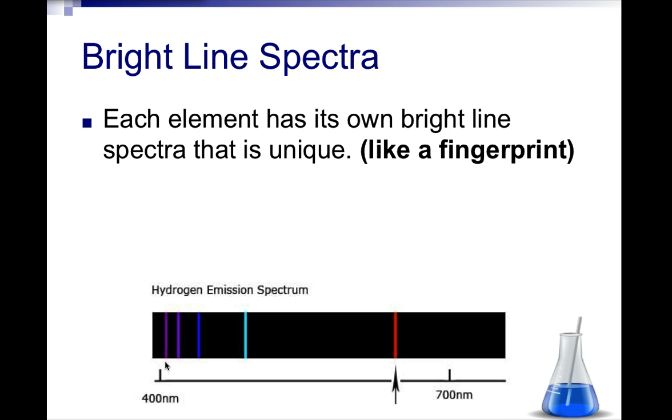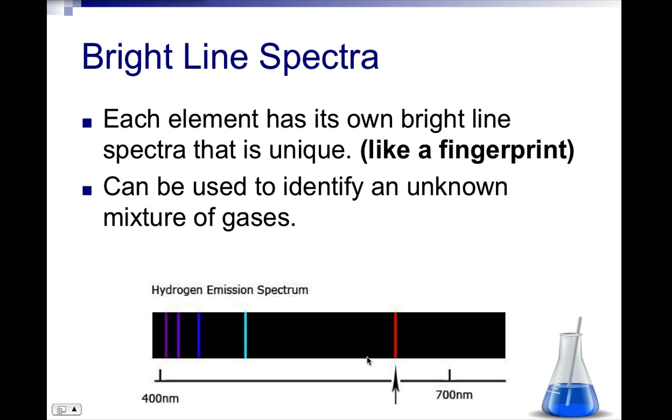So if we want to know what makes up a particular star in a far, far away galaxy, we can use a spectra to find out exactly what it is and what it looks like. So if we know that we have something that comes back with two purple lines, a blue, an aqua color and a red, we would know that that star is made of hydrogen.